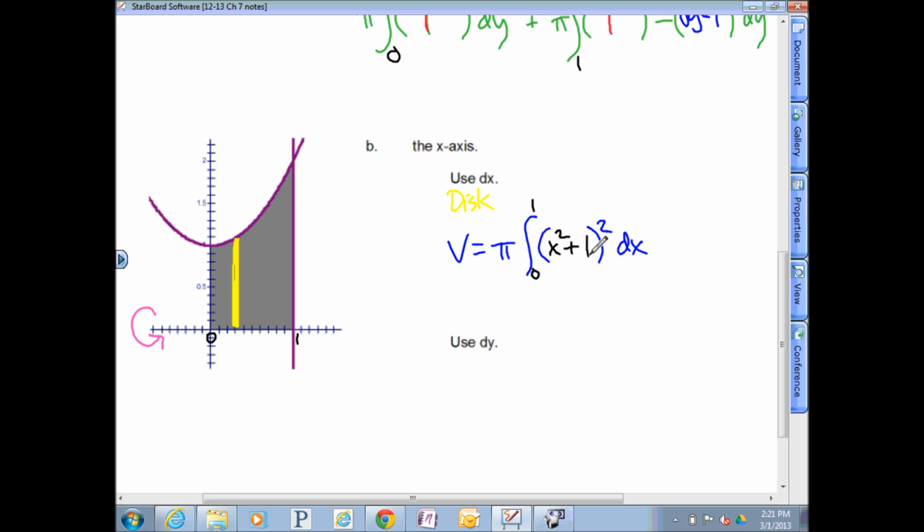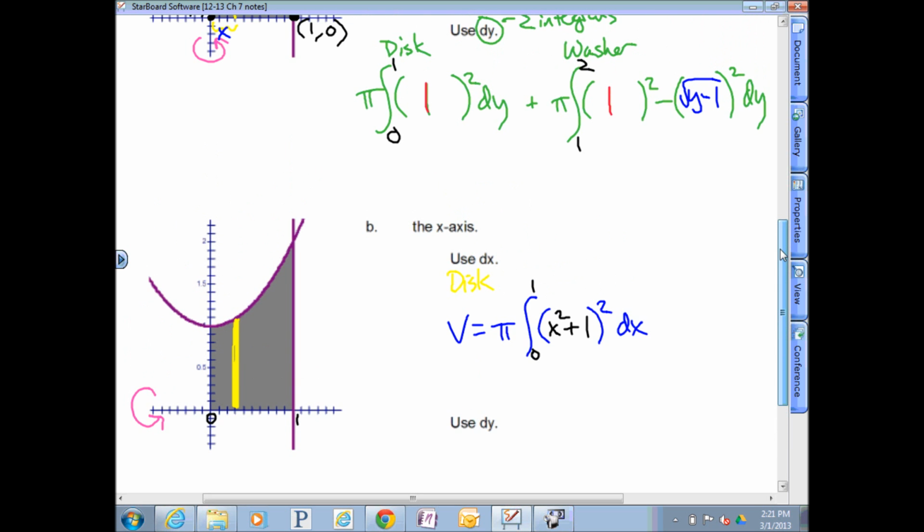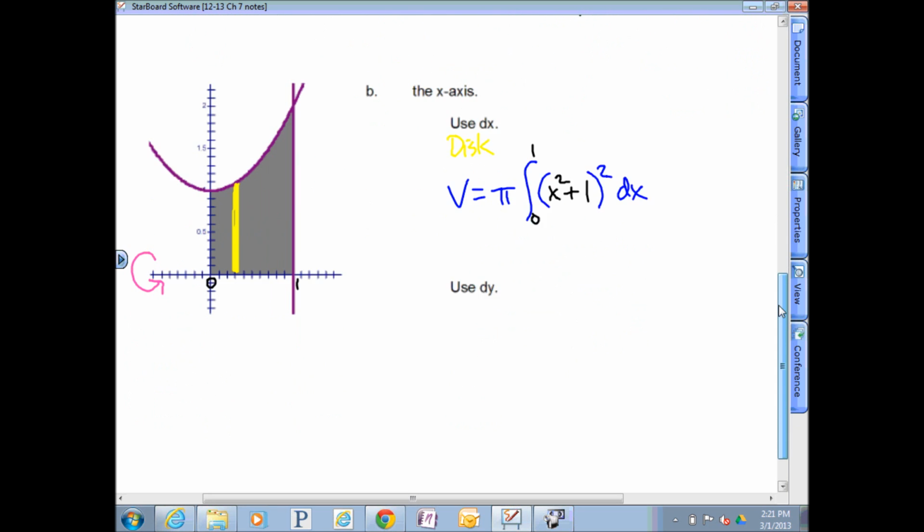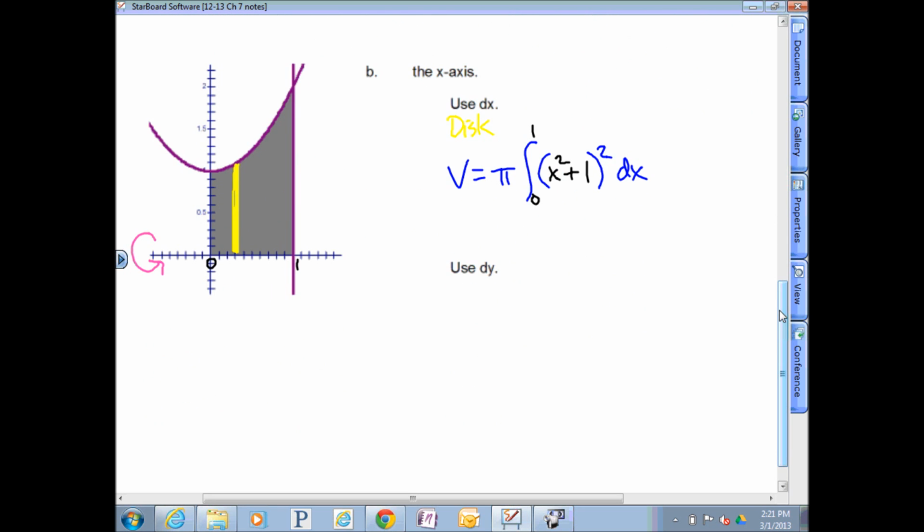For my dy, here we are again, we're going to need two integrals just like we did up there in that previous problem. So let's put a rectangle in. If I put a rectangle in this way and I revolve it, this time I'm going to make shells. But I still need two integrals because I'm using dy's. So if I go to do this, if I use dy, I'm going to first need a shell. And my first shell is going to go from y equals 0 to y equals 1.